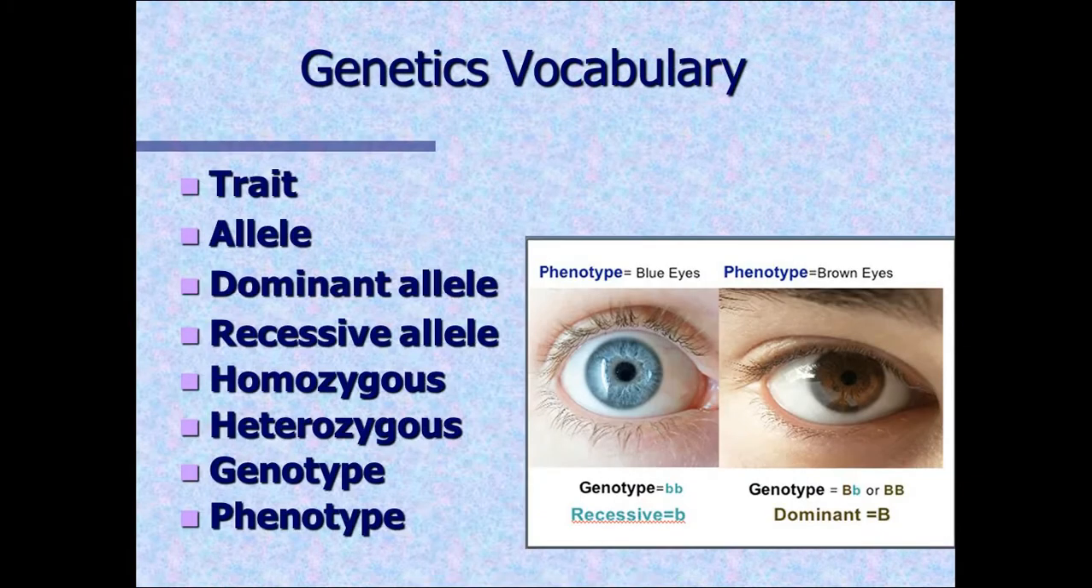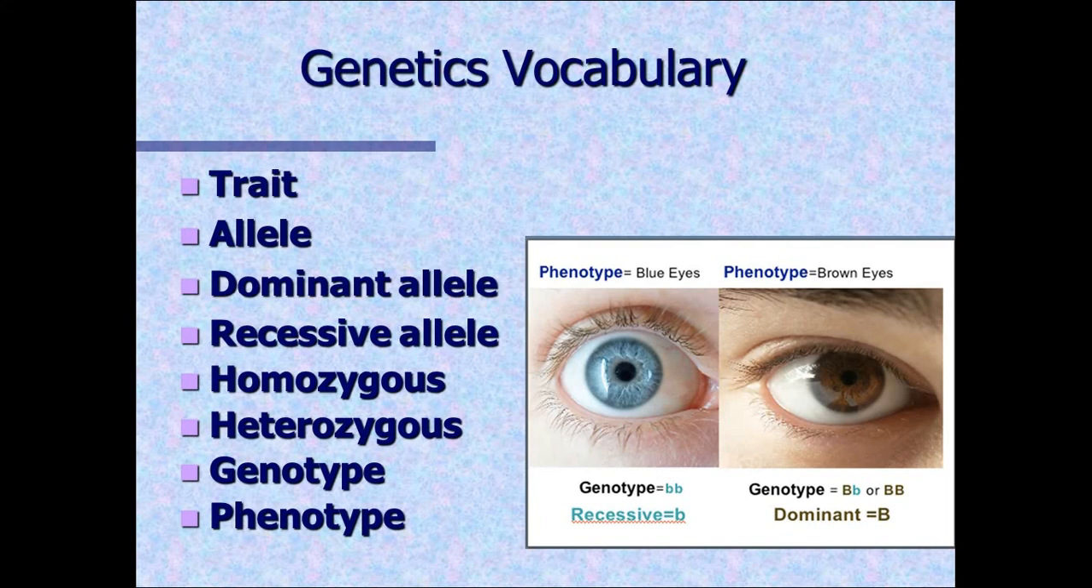In order to understand genetics, you have to understand the vocabulary. We'll start with trait. A trait is an inherited characteristic that can be observed. So that would be eyes, hair, height. Every trait has two genes. One gene is given by the father, the other is given by the mother. Genes usually have more than one version.